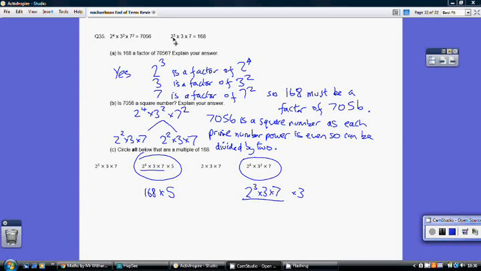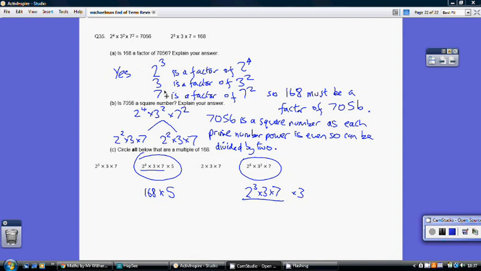2 cubed is a factor of 2 to the power of 4, because 2 cubed times 2 is 2 to the power of 4, so 2 cubed is a factor of 2 to the 4. 3 is obviously a factor of 9, of 3 times 3, because 3 times 3 is 9. And similarly, 7 is a factor of 7 squared, because 7 times 7 is 49. So as each of the components of 168 are individually factors of these components, it stands to reason that 168 must also be a factor of 7056.